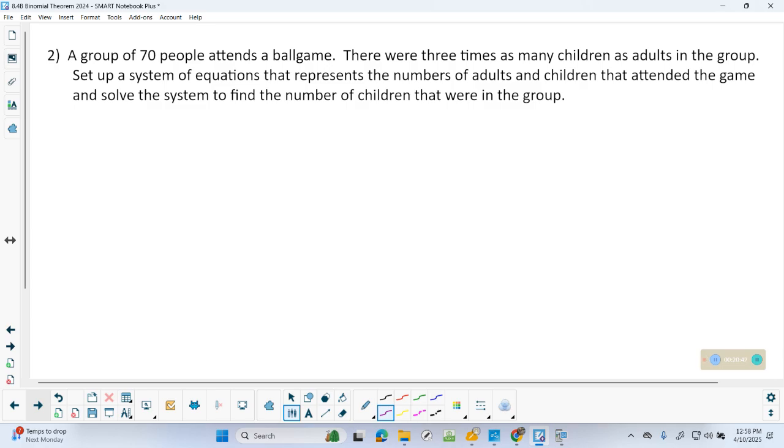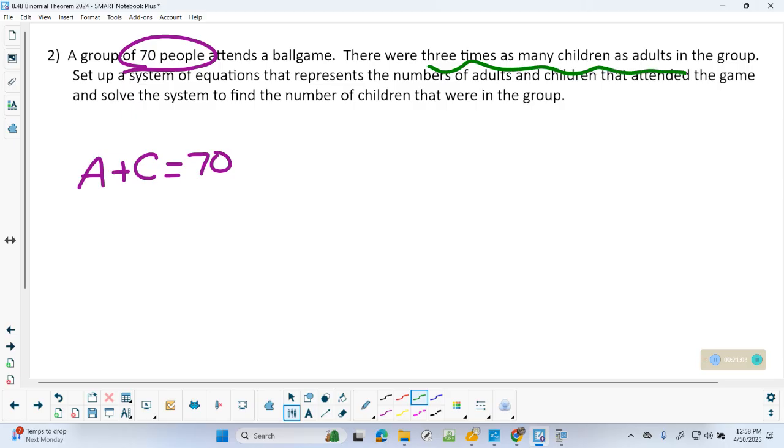Okay, so I'm going to write a system, of course. So 70 people. So however many adults plus however many kids, 70. You can use X and Y. I'm just doing A and C. Okay. There were, this is the scary part of this, 3 times as many children as adults. So to get the children, that's triple the adults. So if there's 20 adults there, there's 60 kids.